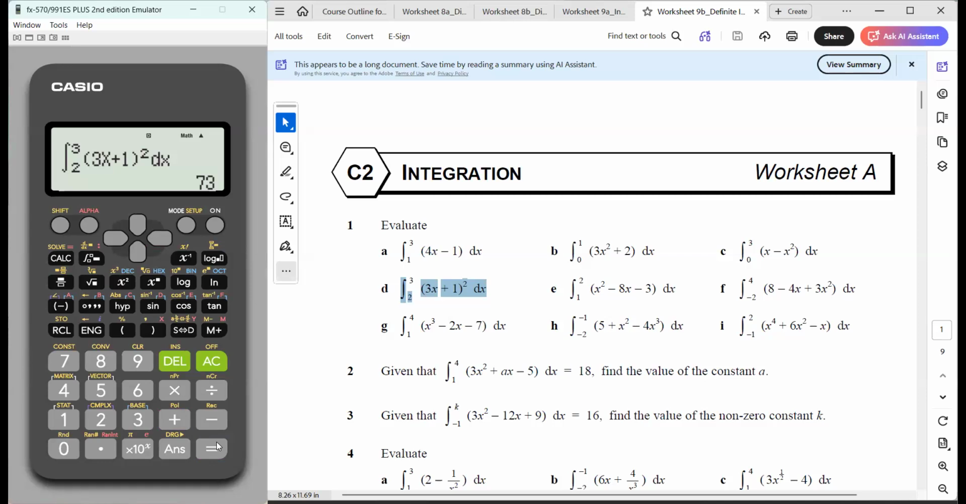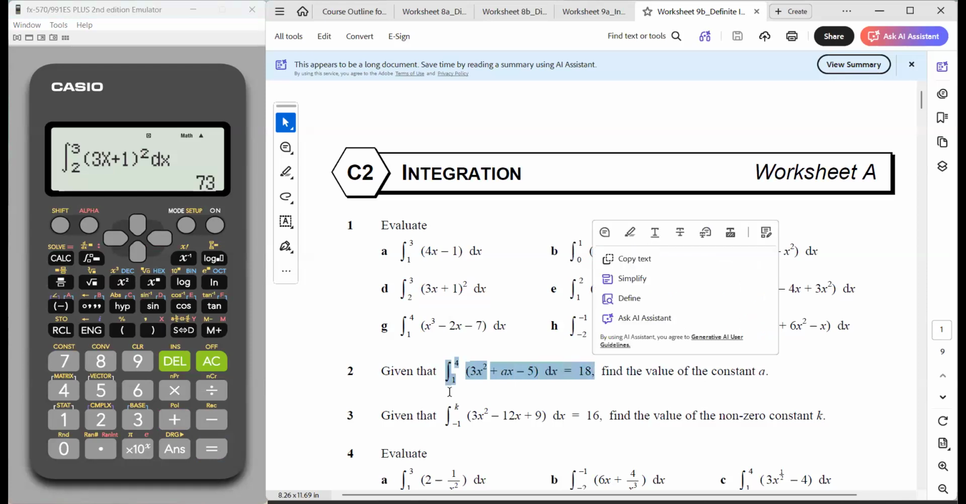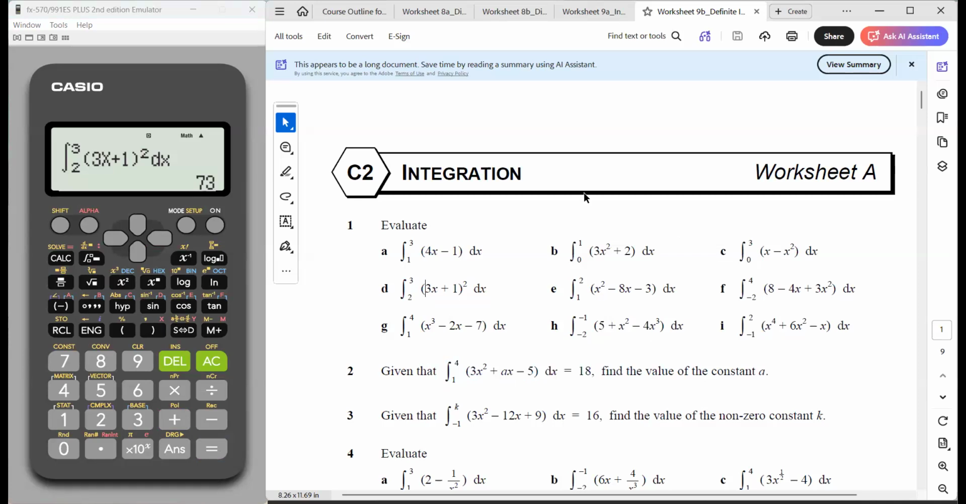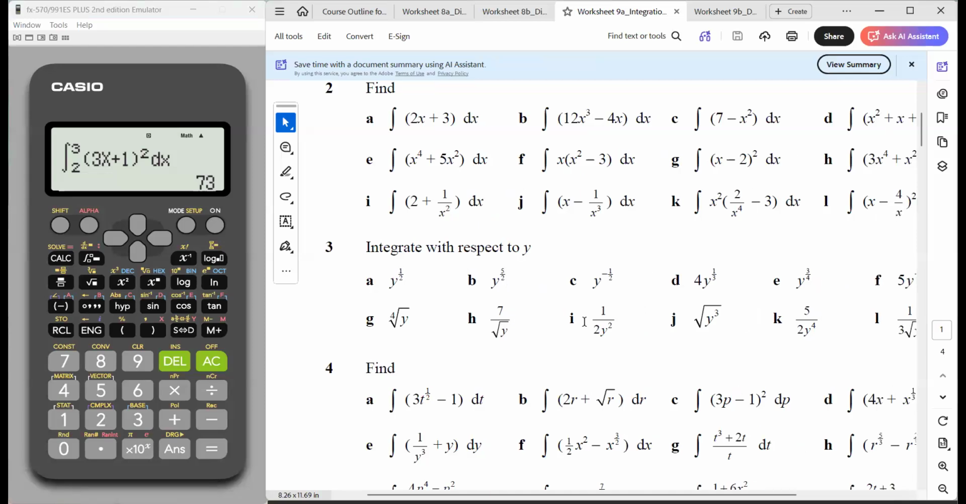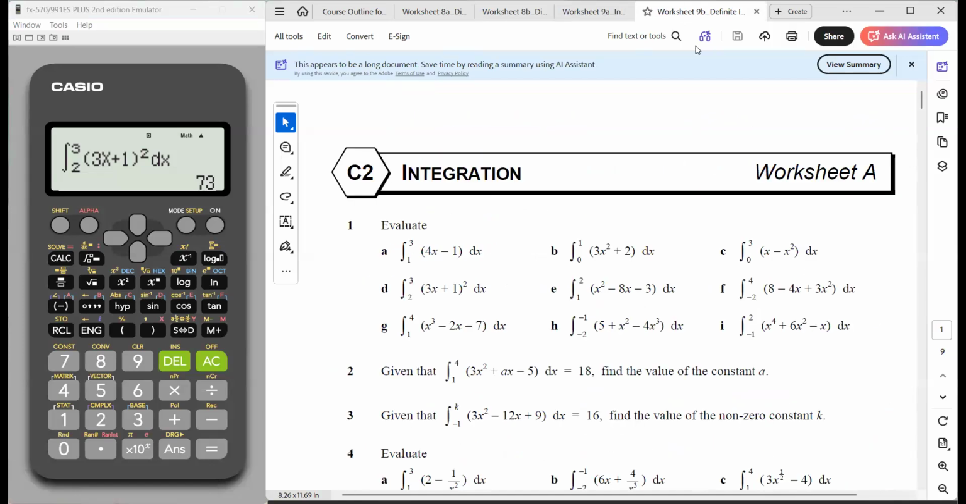Okay, so all these questions you have here, when it comes to questions like this, because there is an unknown value here, it means that you must integrate and equate it to 18 and solve for A. Okay, so if it is an indefinite integral, then we have to use the formulas that I showed you to be able to integrate. But if it's definite integrals like these examples, then we can use the calculator to solve them.